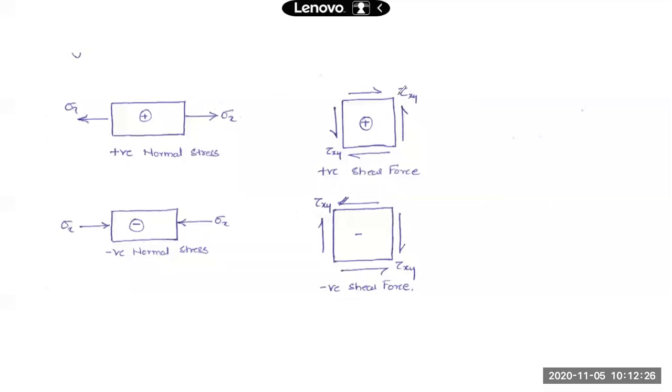Okay, I hope this is clear. Normal stresses, if they are tension, are positive; compression, negative. Shearing stresses: left side downward force and right side upward force will be considered positive. Left side upward force and right side downward force, if the shear stresses are like this, is taken to be negative. These are the sign conventions that will be used while analyzing the state of stress in an element. Keeping these in mind, now we'll go ahead.